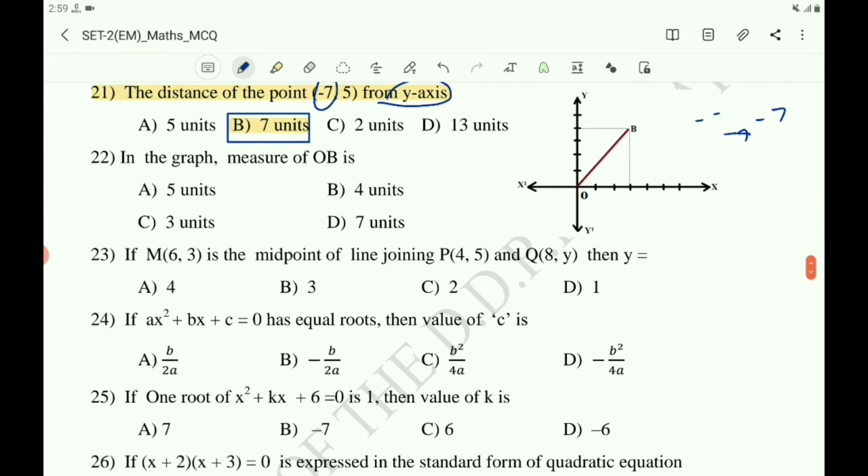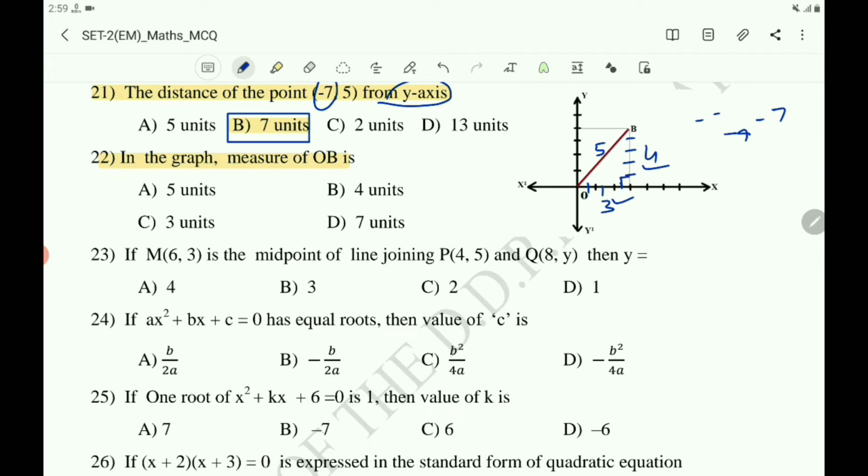Next you take the question number 22. In the graph, the measure of OB is. Here 1, 2, 3, it is 3, and it is 1, 2, 3, 4. So you got this is 3, this is 4. Again you can use the Pythagorean triplet, it must be 5 by using the Pythagoras theorem.